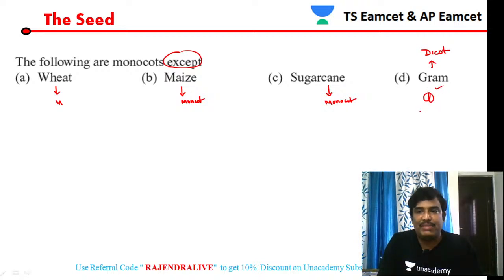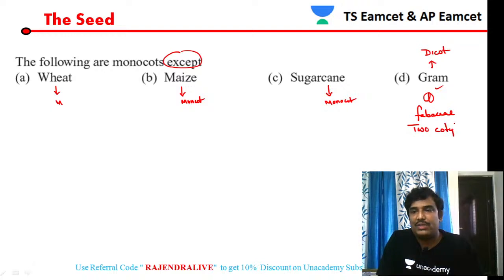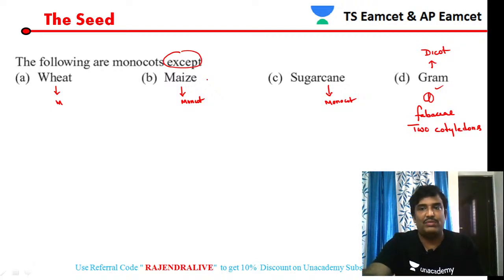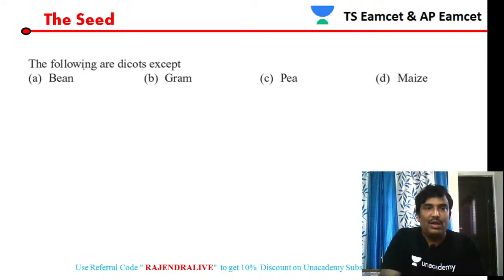Gram belongs to Fabaceae. All the Fabaceae members have seeds with two cotyledons, so they belong to dicots. Whereas in the case of wheat, you have only one cotyledon, so it is a monocot. Similarly, maize is also a monocot, and sugarcane is also a monocot. So let us move to the next question.